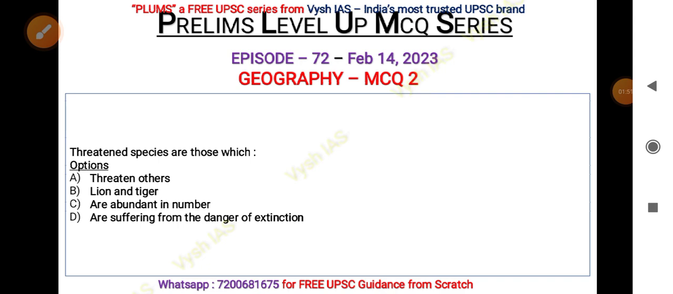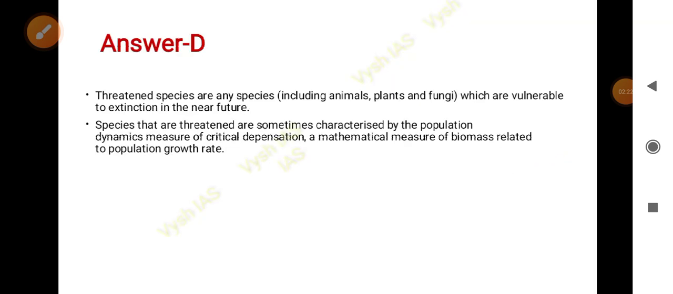So the second question: threatened species are those, right? You have to tell among these options which one represents threatened species, I mean the definition of it. Options are: species that threaten others, or species like lion and tiger, or threatened species are abundant in number, or the species that are suffering from the danger of extinction. I think very easy question. So the answer is D.